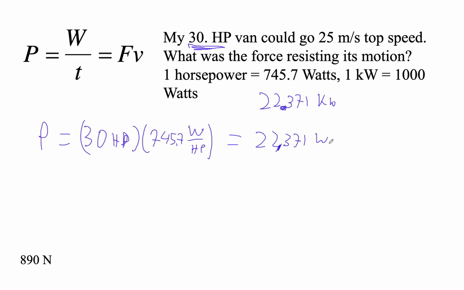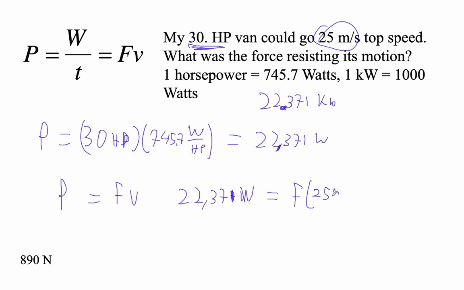So now we've got the power, and we're going to use power as force times velocity, right? Okay, so 22,371 watts is equal to, let's see, the force, which we don't know, times the velocity, 25 meters per second. All right, we can do this. So that divided by 25, I guess is what we do. 894.84 newtons, all right? That's our force.